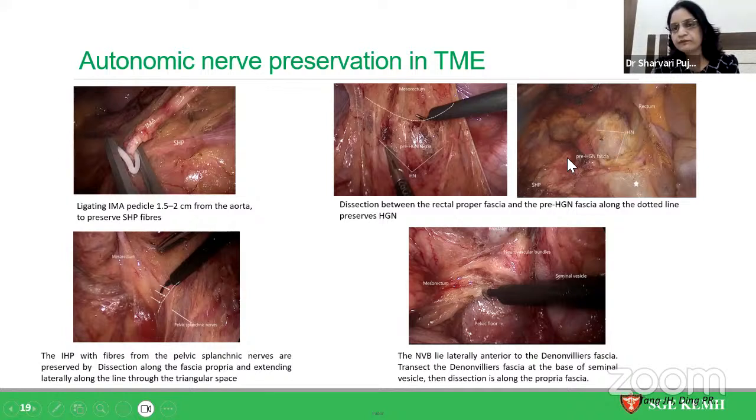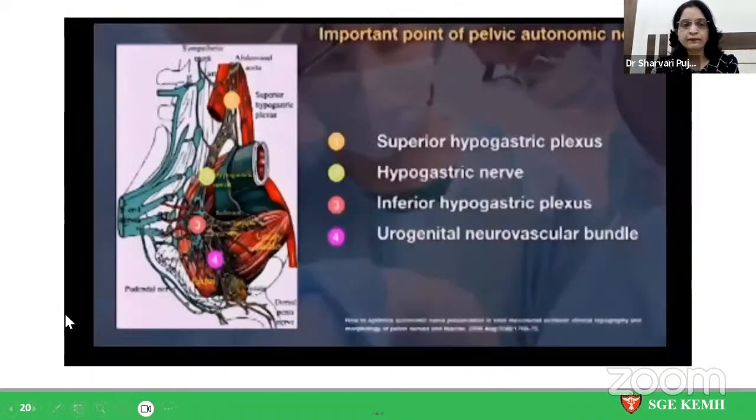triangular area anterolateral to the right hypogastric nerve towards the mesorectum, and not here. This star area, the dissection should not go into this region on the right side. So the inferior hypogastric plexus and the nerves are preserved, and anteriorly the neurovascular bundle should be pushed anteriorly towards the prostate.